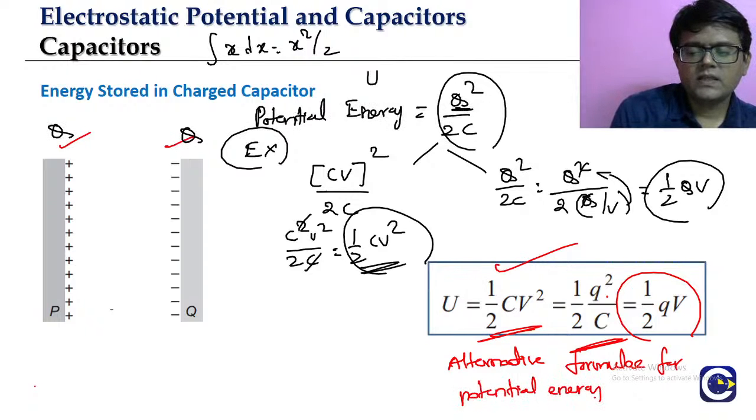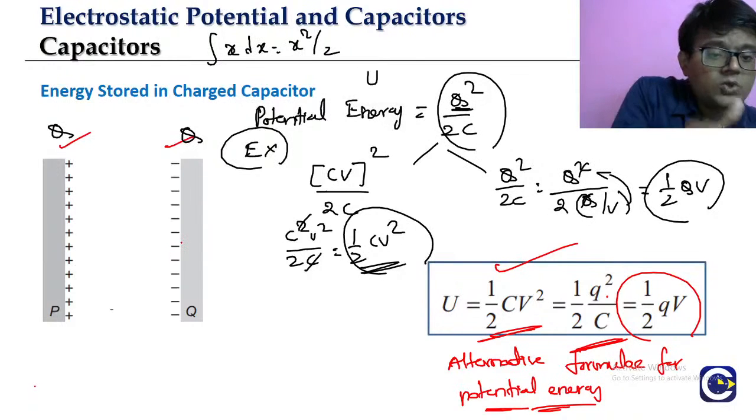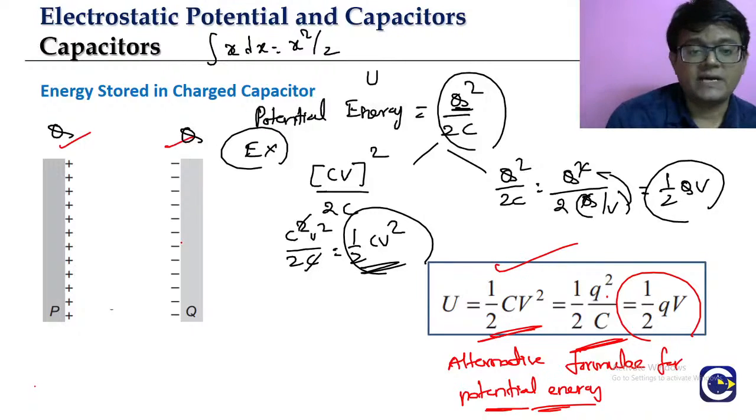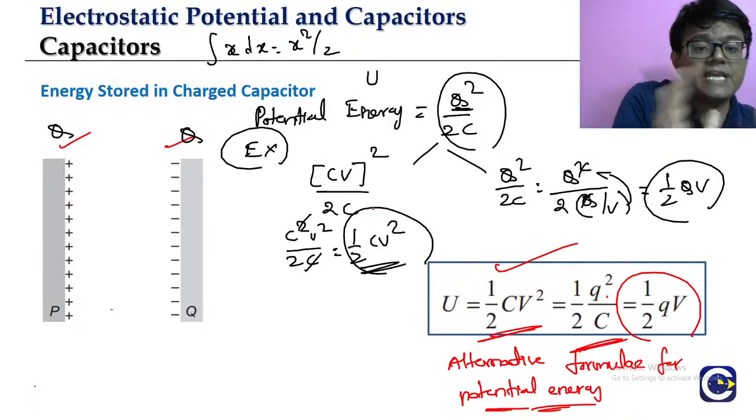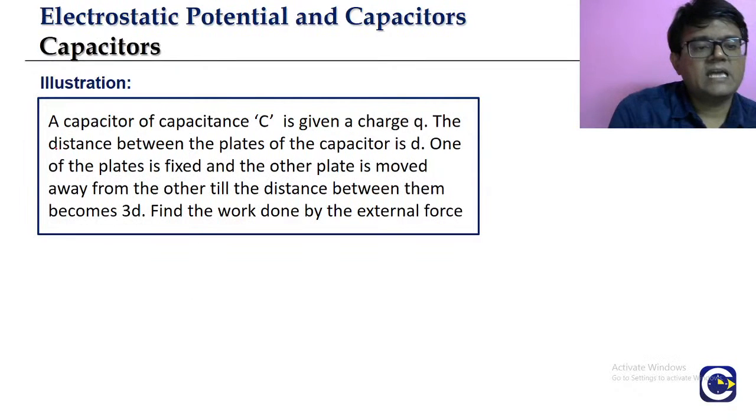Do you know why we call it potential energy? Because this energy is by virtue of the state or the configuration. Look, in the formula, this energy depends upon the capacitance value, the potential difference, and the charge. So it depends upon the state of that particular capacitor. Therefore we call it potential energy. Okay? Now let's look at one sample question.